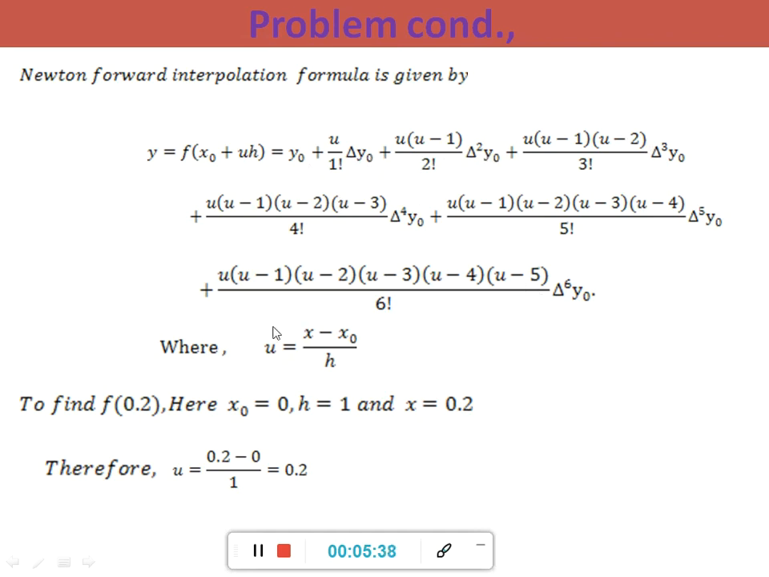Right. Our problem is to find f of 0.2. So here x naught, the first value, is 0, the length of the interval h equal to 1, and the value to be interpolated is x equal to 0.2. Therefore u equal to 0.2 minus 0 by 1, so u equal to 0.2. Now substitute all the values in the formula.